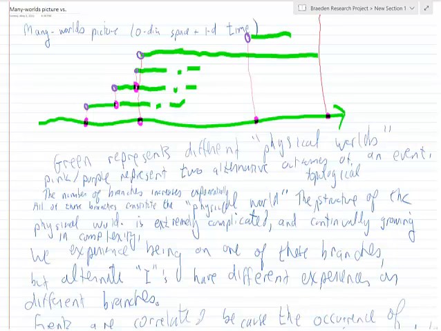Hi, I made some pictures that I think will be useful to understand the difference between many worlds and the model that I'm proposing. And I think that if you could try to draw these pictures, in the process of drawing them, you would learn a lot about how these things are working. So let me explain what's going on here.